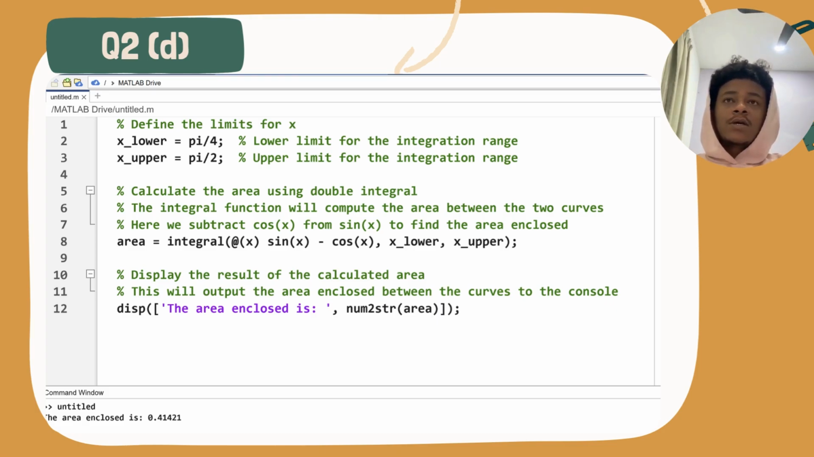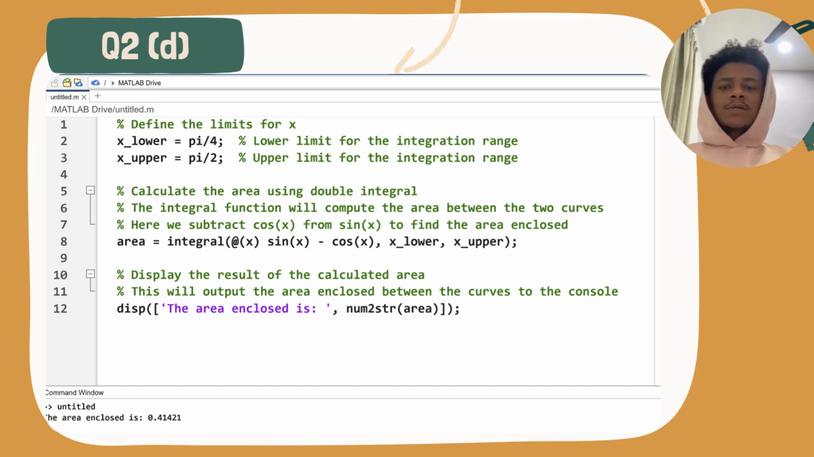Today I will explain a simple MATLAB code. This code calculates the area between two curves, sin x and cosine x. We calculate this area from pi over 4 to pi over 2. The main idea is to find the difference between the two curves. We use the absolute value and integrate it using the MATLAB integral function. This gives us the total area between the two curves.